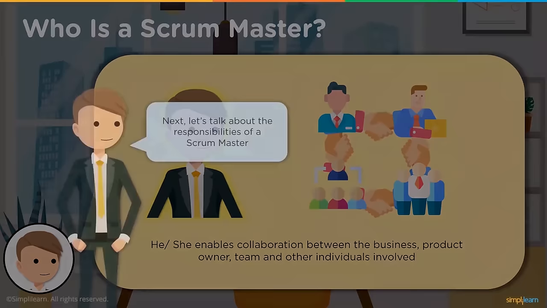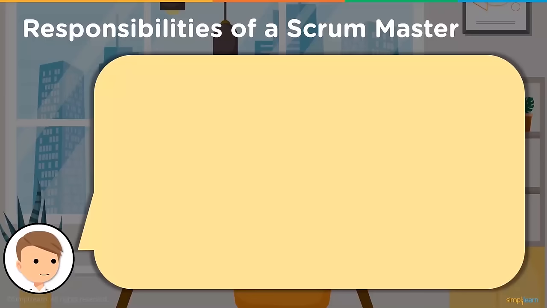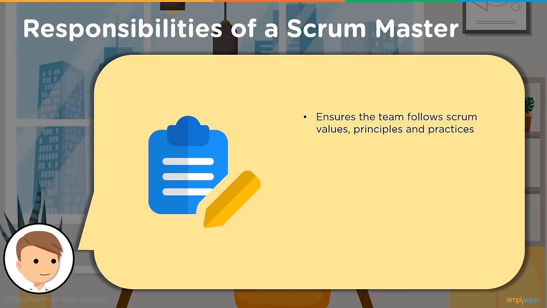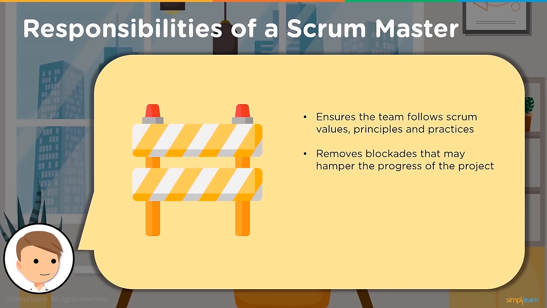Now, let us talk about the responsibilities of a Scrum Master. A Scrum Master ensures that the product owner and development team follow Scrum values, principles, and practices. This can help the team work effectively and provide high-quality results. The Scrum Master also ensures the team's productivity isn't affected by any blockages. If the problem can be solved by the team members on their own, the Scrum Master helps. The Scrum Master assesses different blockages and prioritizes solving each one of them.